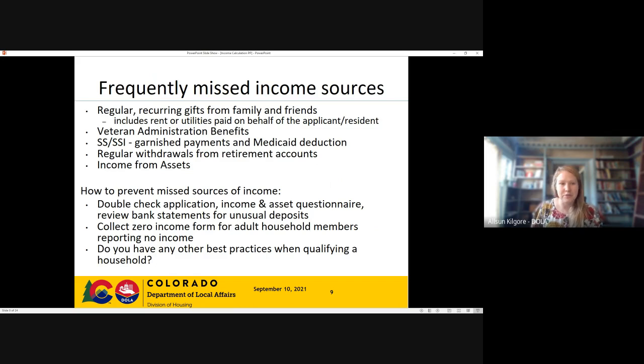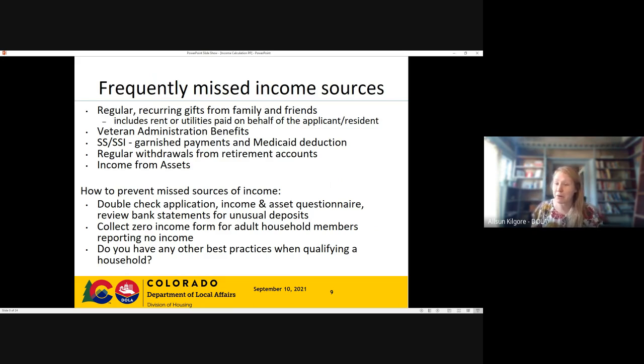Listed here are some ways to ensure that you're not missing these sources of income. These are things that Jennifer and I and the other asset managers look at when we're doing the monitoring. So we ask that you double check the application, double check the income and asset questionnaire. If the household provided bank statements, we scan through really briefly to see if there are regular or recurring deposits that don't match a known source of income that could possibly represent ongoing gifts or a part-time job that they maybe forgot to list because they didn't think that it would count as income for our purposes.